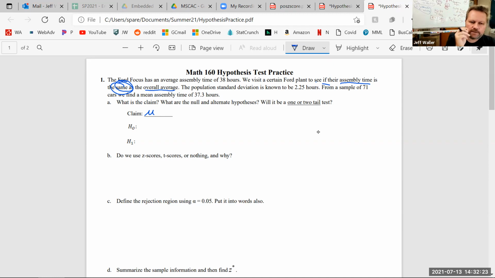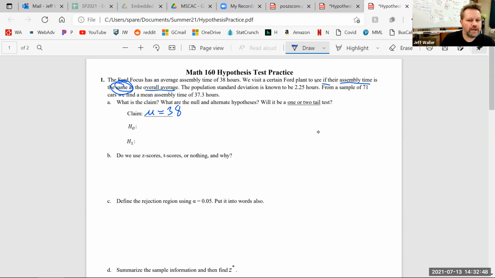So I can't look at the sample number to set up the claim, because I would have a claim before I did anything. Never look at the sample information for the first step, because that step hasn't happened yet. All right, so the claim is, is it the same? That's what we're trying to test. So the claim is it's the same: μ equals 38.